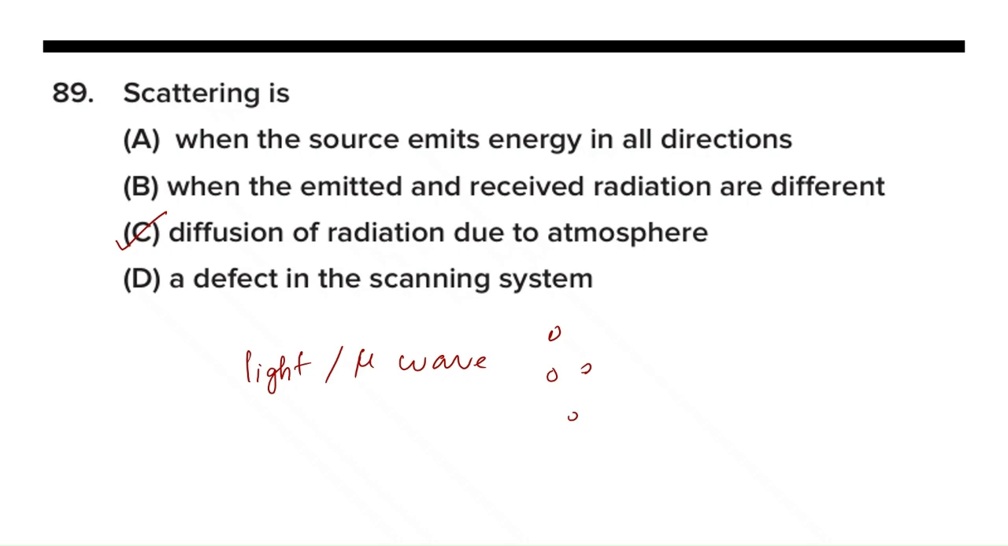The particles, like air particles or water particles, are much smaller in size in scattering. Our first option, when the source emits energy in all directions, describes radiation, not scattering. When the emitted and received radiations are different, that is something like absorption. So option C is the answer: diffusion of radiation due to particles in the atmosphere is known as scattering. Clear?